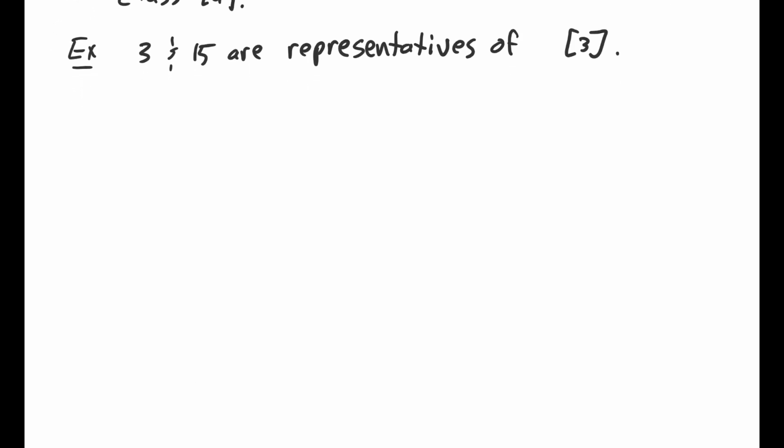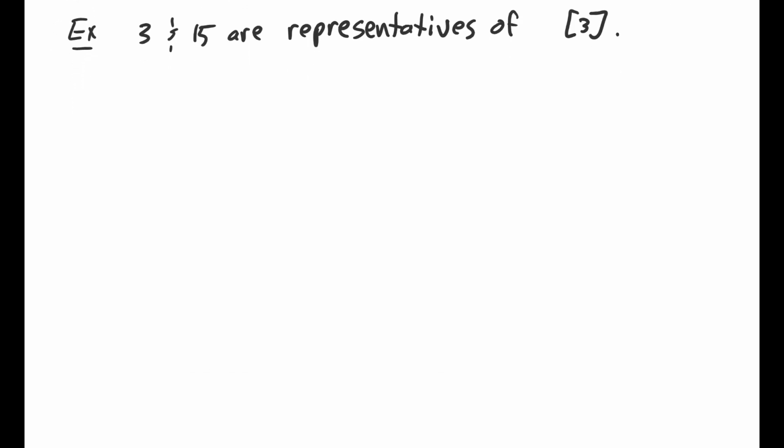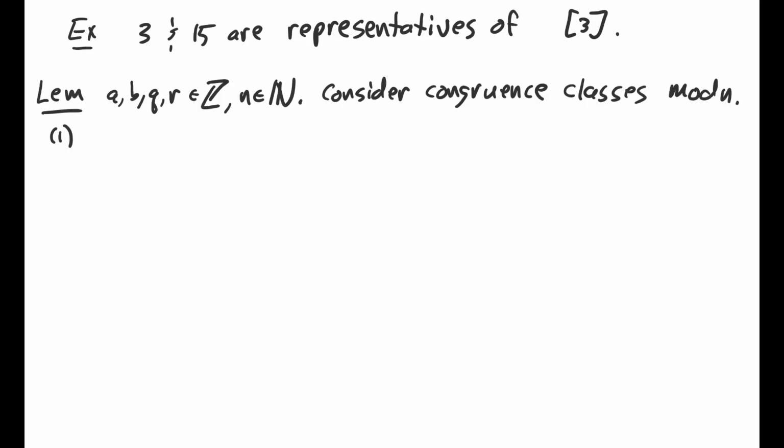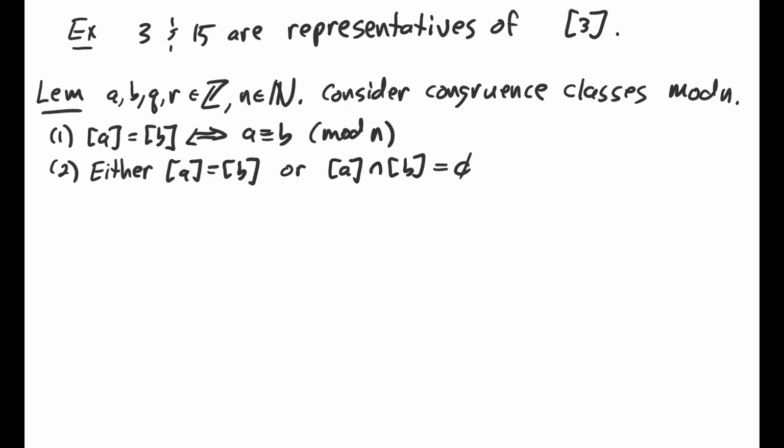Okay, let's go to our first lemma that talks about the behavior of these congruence classes. Our first result tells us exactly when two congruence classes are equal. And the result is they're equal exactly when their representatives are congruent. The next result is that two congruence classes are either identical or they don't meet at all. In other words, they're disjoint. Remember, they're sets. They're the identical set or they're disjoint.